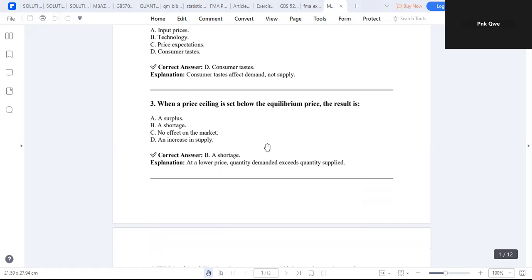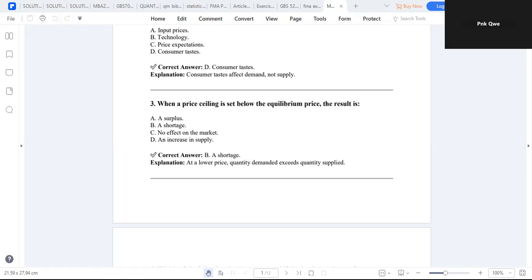When a price ceiling is set below equilibrium, what happens? So what did we talk about price ceiling? We said government will intervene in the market. Okay, these are called government interventions. It will intervene in the market to influence the pricing of goods and to avoid exploitation and the black market.